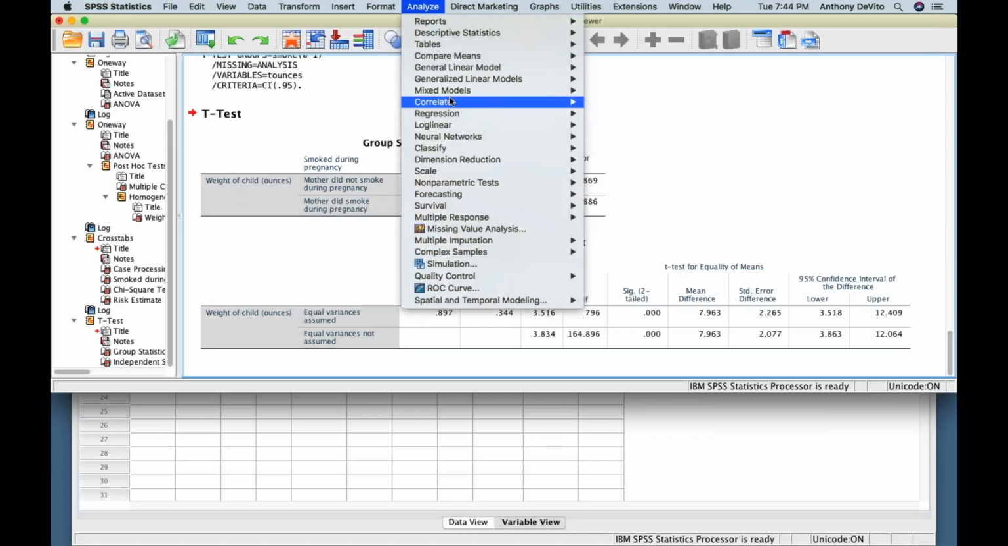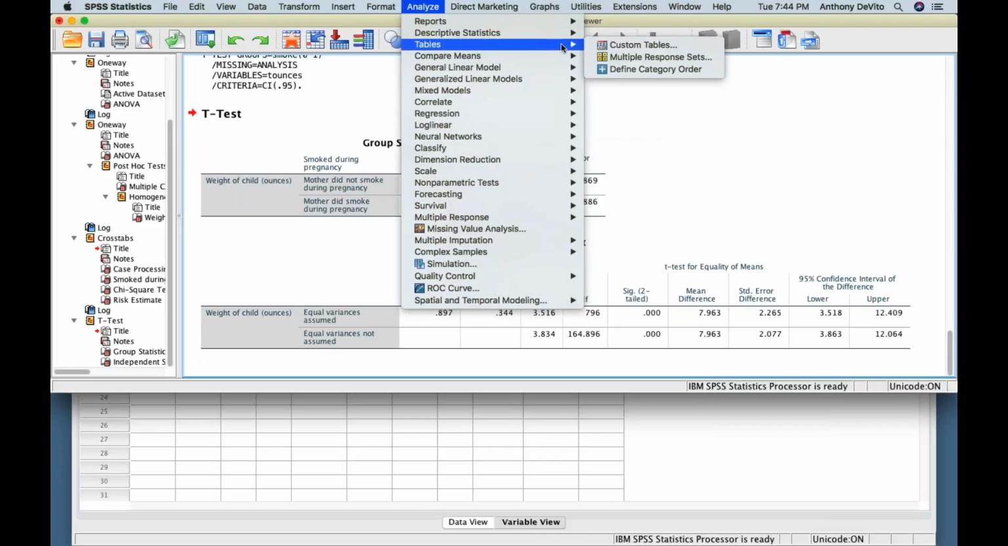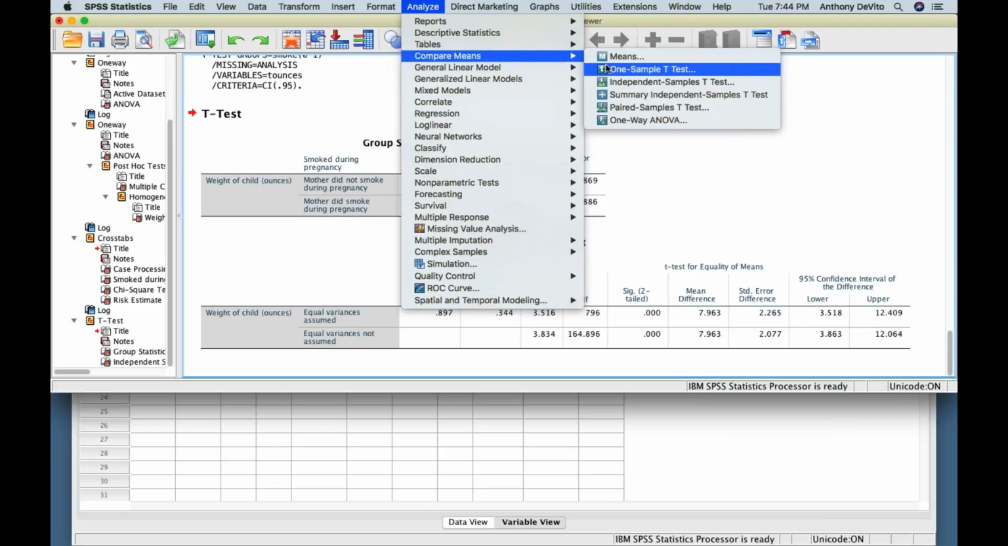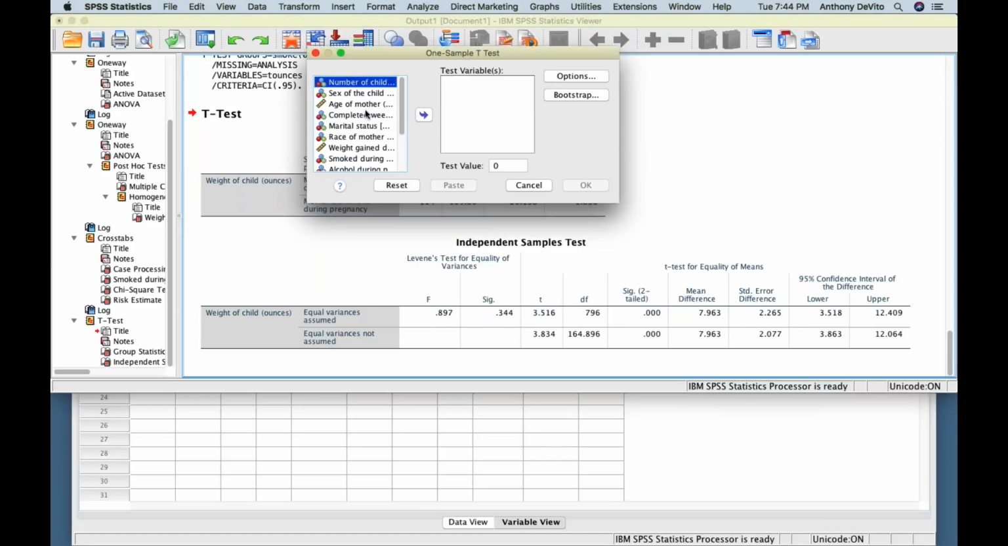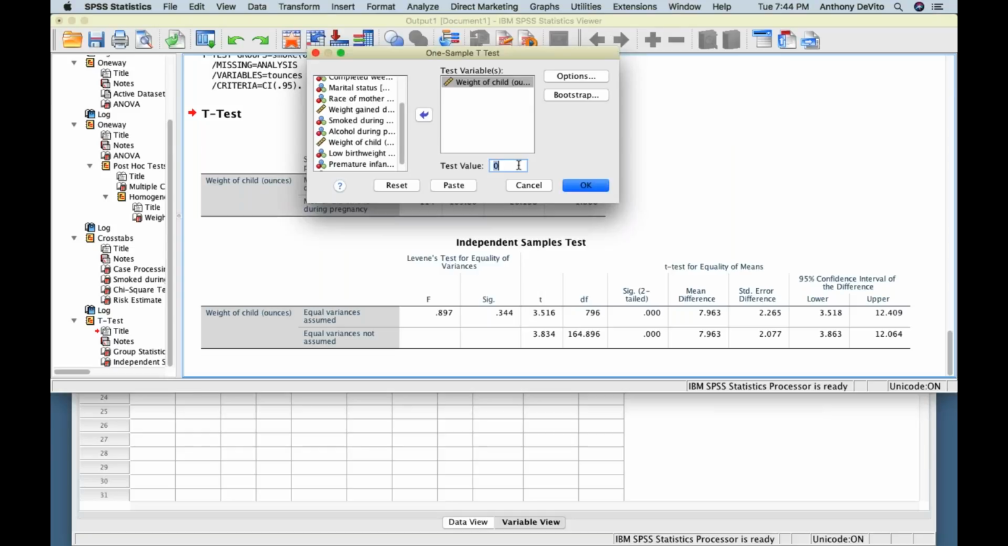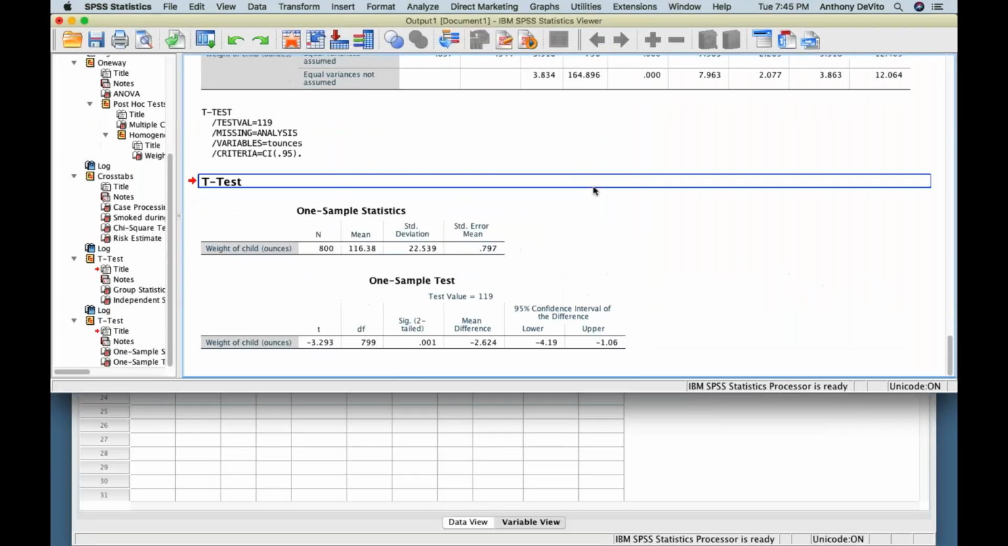Analyze, compare means, one sample t-test. I'm going to move in my weight for the baby. And I'm going to put for test value 119, the mean I'm comparing it to. In other words, mu is equal to 119, or mu is not equal to 119. And let's see what kind of result I get there.